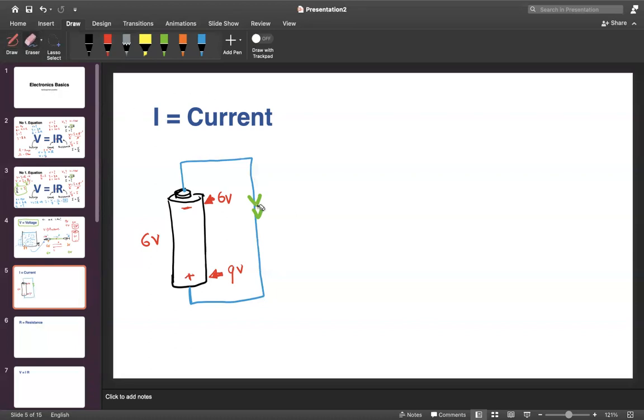Nice. So then this is no longer going from that side. This is now going from this side to this side. So the direction of the current has changed. Right?